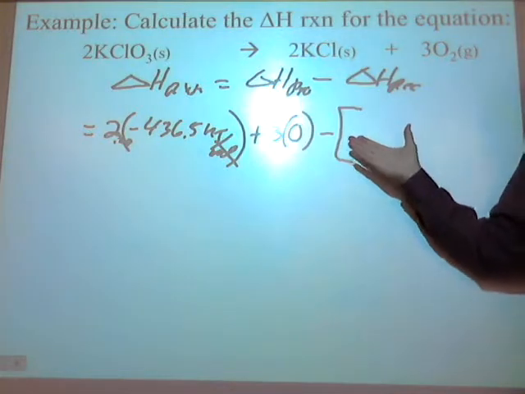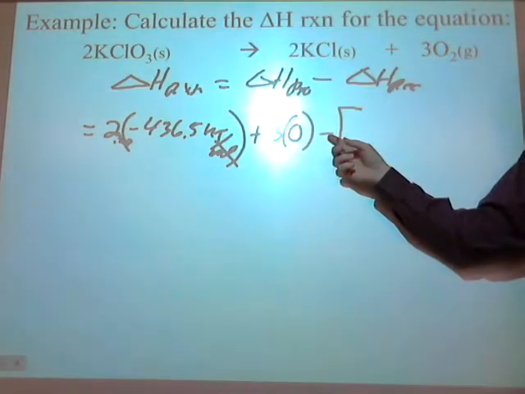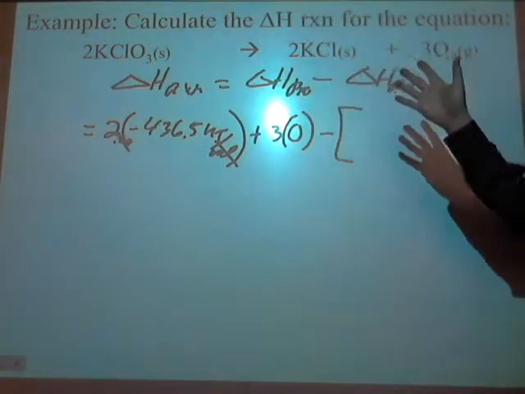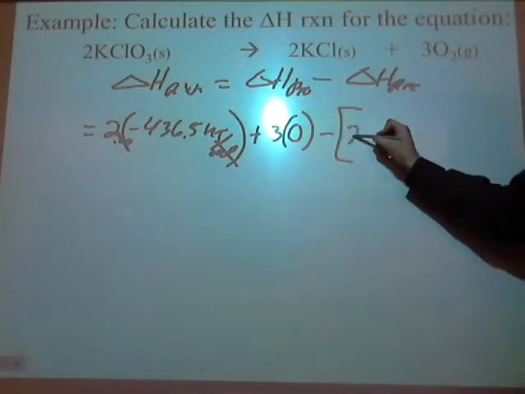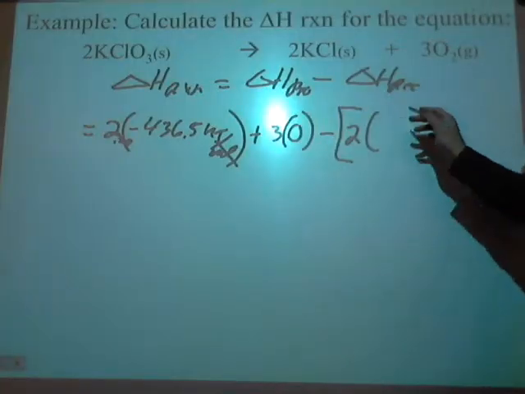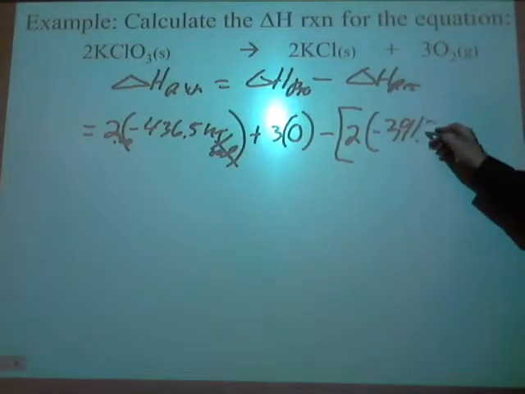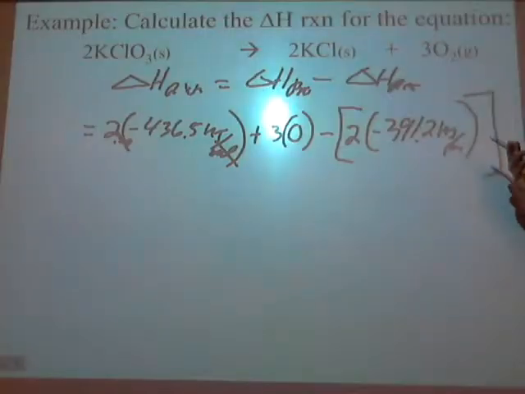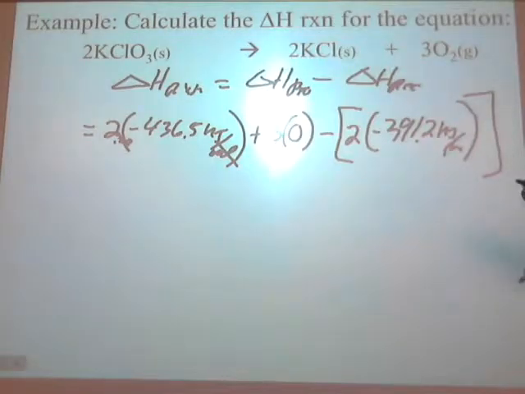Because say I have more than one guy here, I've got to distribute that negative across everything in those brackets. In this case there's only one, so you probably won't screw it up. But still, 2 times KClO3 is negative 391.2, I think? Yep, kilojoules per mole. Those brackets are there; in this case not really necessary, but they would be if I had more than one reactant.